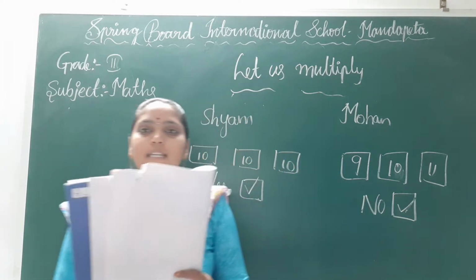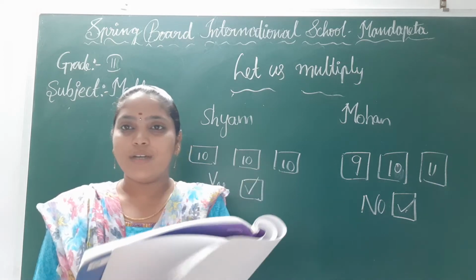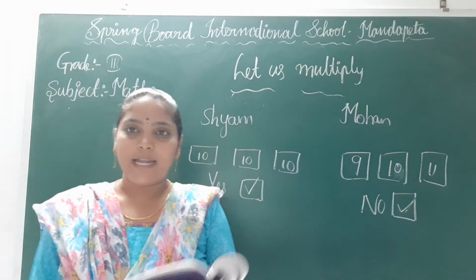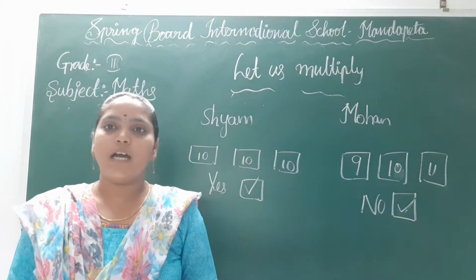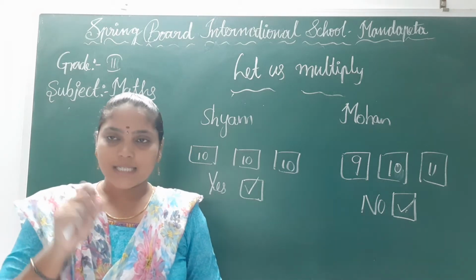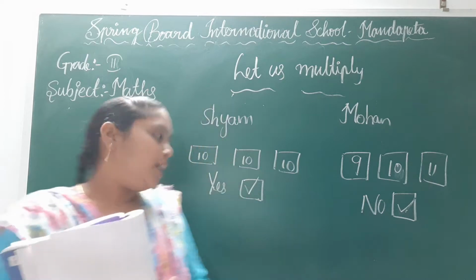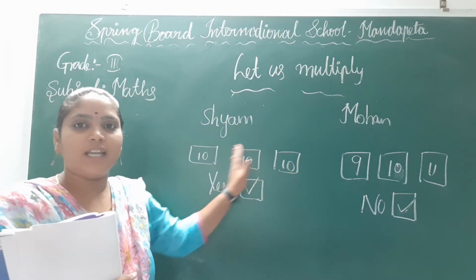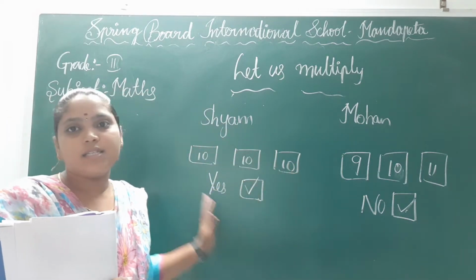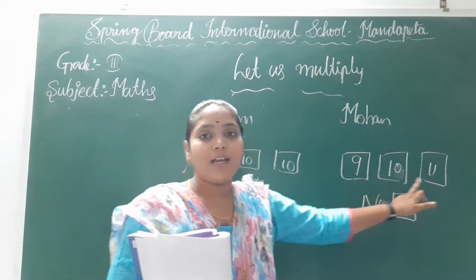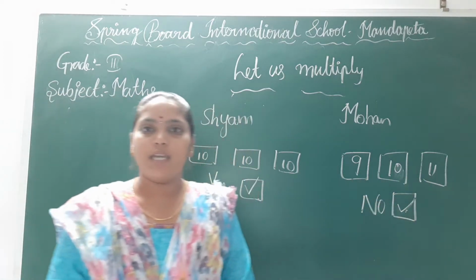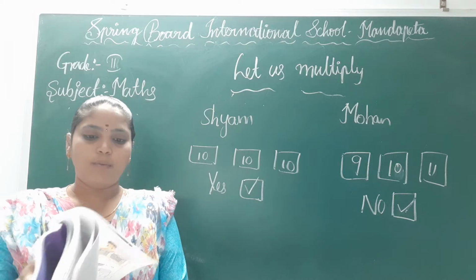Next, we can skip count to get the total only when equal groups of objects are put together. So skip counting is possible only with equal numbers in groups. Okay, here equal groups are there, so skip counting is possible, but here it is not an equal group. So skip counting is not possible.